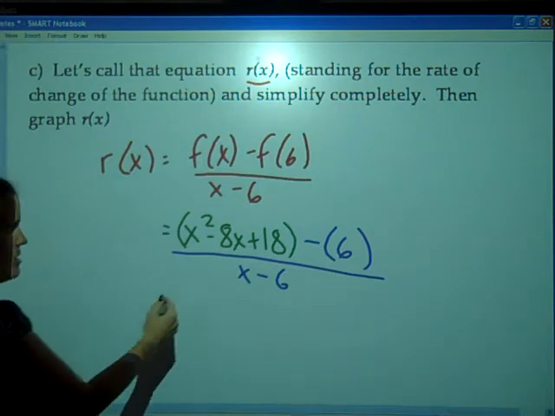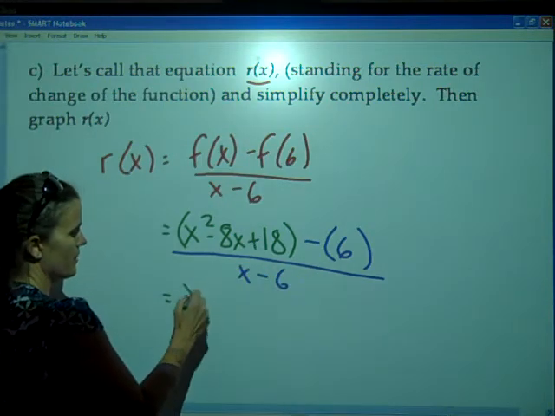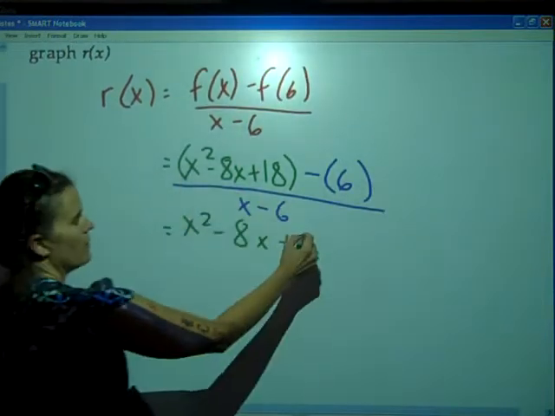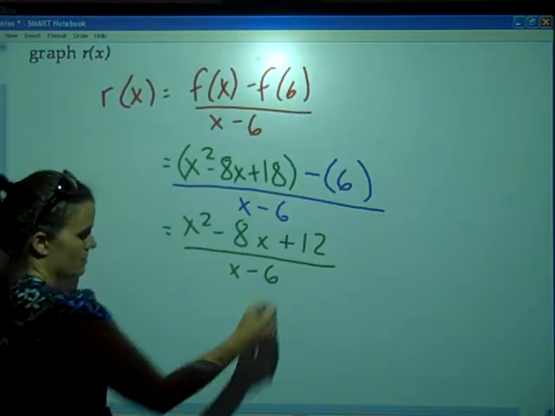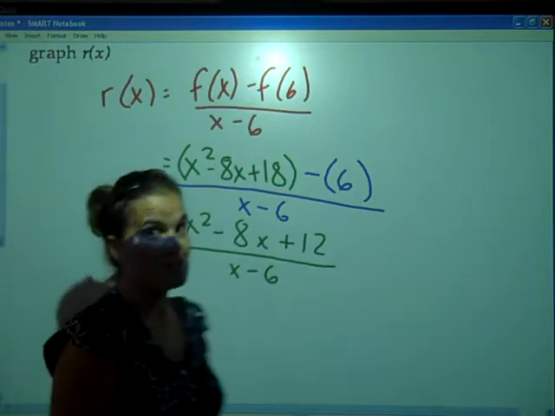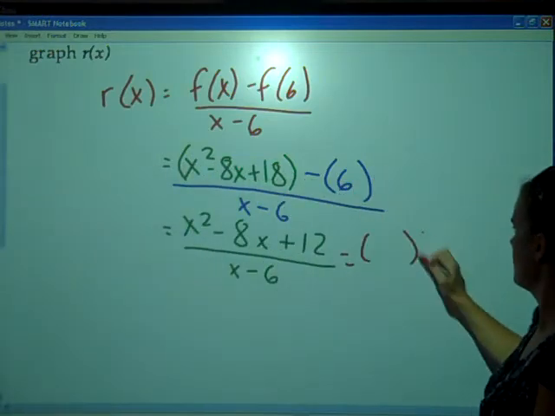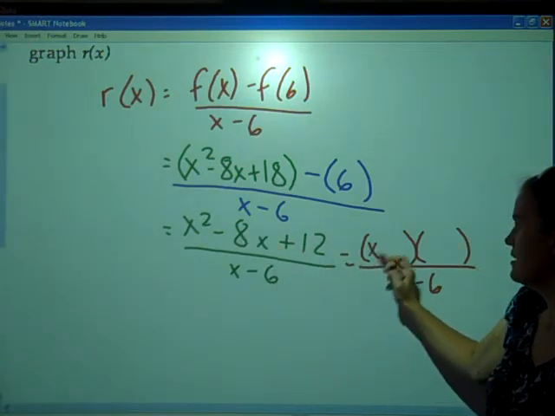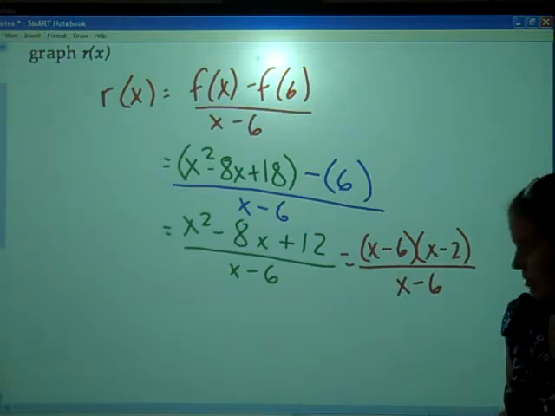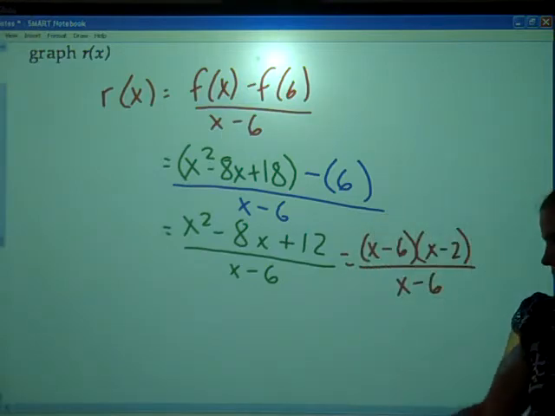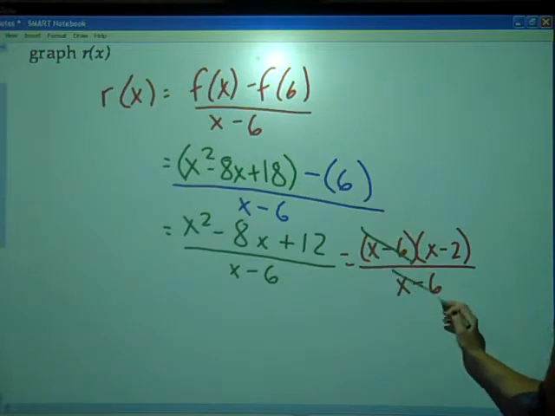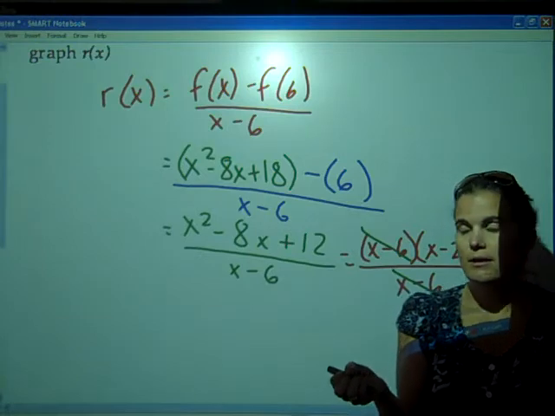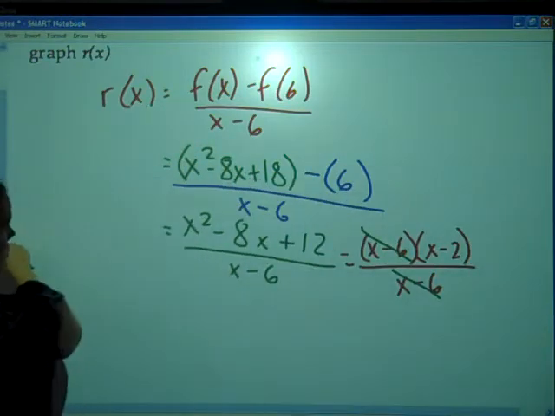We're going to simplify. So positive 18 minus 6 will give us x squared minus 8x plus 12 over x minus 6. And then we should factor the top, and the bottom is already x minus 6. So to multiply to get 12, add to get negative 8, must be x minus 6, x minus 2. Okay. Now here's the key step, right? Remember, if you cancel out a common factor on top and on the bottom, that will create a hole in your graph.